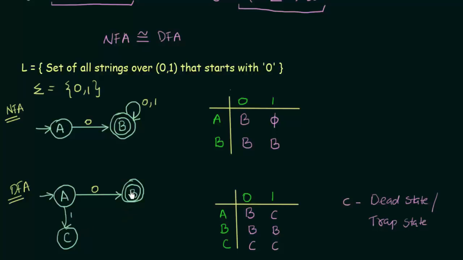Alright, and B on getting input 0 and 1, it stays in B itself. It stays in B itself on getting input 0 or 1. And let's come to state C. C on getting input 0 and 1, it stays in C itself.